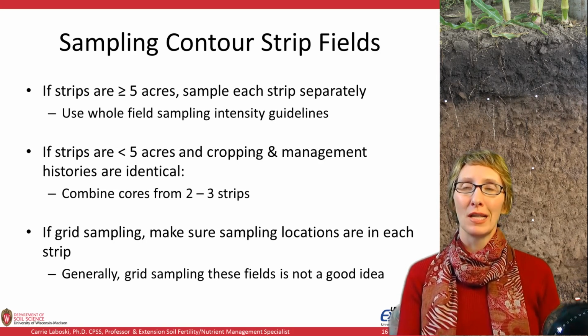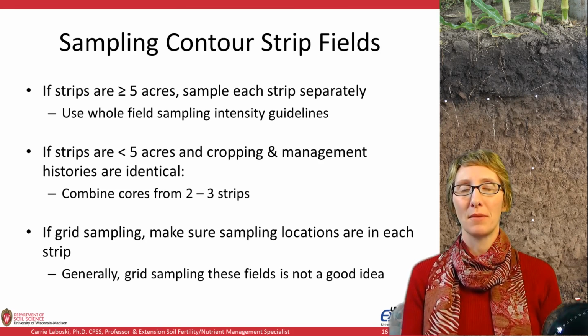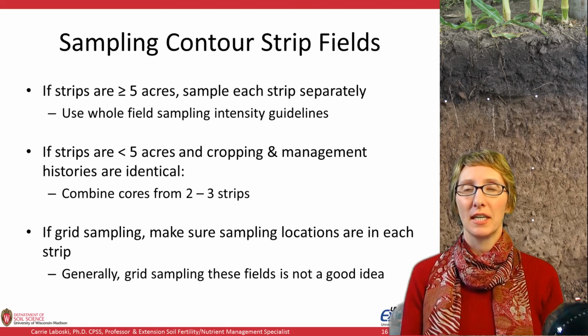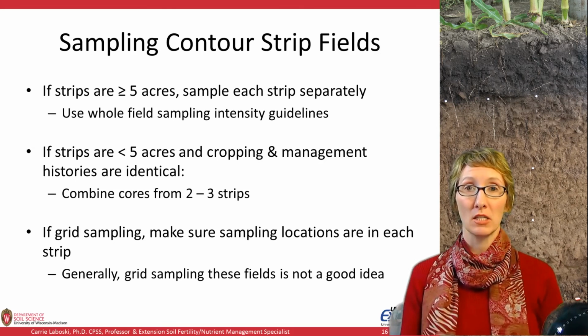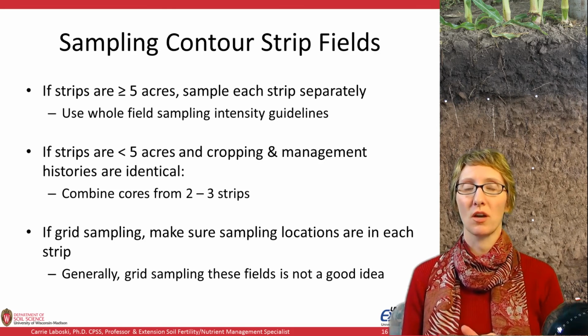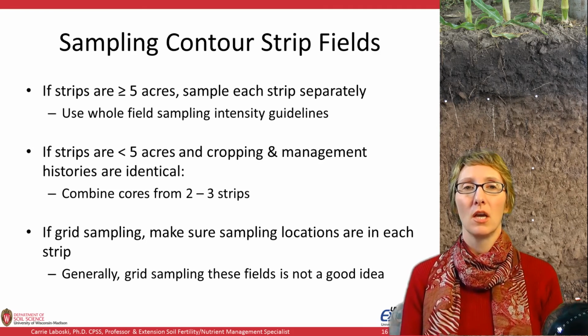If the strips are less than 5 acres in size and they've had the same cropping and management histories, then you can combine them together. So maybe you've got 3 2-acre strips. Well, combine those 3 together and call it 1 sample. So maybe here's where you might want to have more cores. Maybe you're pulling 6 cores off of 1 strip, 6 cores off the 2nd strip, and 6 cores off the 3rd strip, combining them all together for sampling.